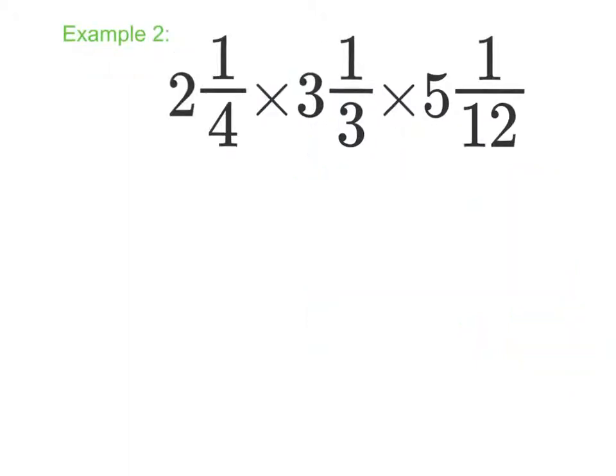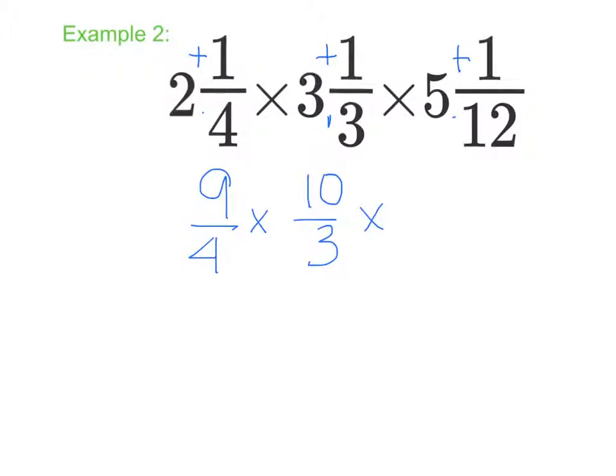In this example, we have 3 fractions. All 3 of them are mixed numbers, so let's change them. The first one, we'll multiply 4 times 2, and we get 8, and then we add that to the 1, which gives us 9. So we write 9 over 4. Now we're going to multiply 3 times 3, which gives us 9, plus the 1, which is 10, and we put that over 3. And then this last one, 5 times 12 is 60, plus the 1 is 61, we put that over 12.